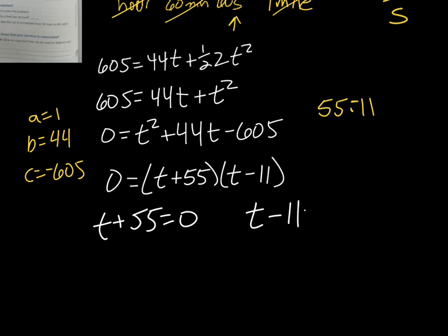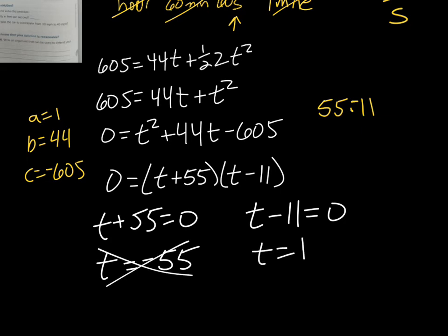And one of these is going to be bogus, so we're going to subtract the 55 over. Remember, what we're looking at is seconds here. We're in time. So this is totally bogus. You're not going to go back in time, so we're going to ignore that one. Add 11 to the other side.